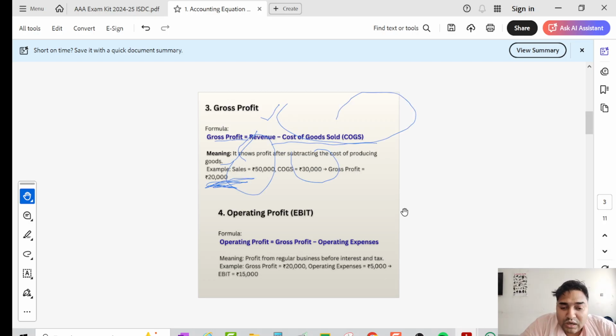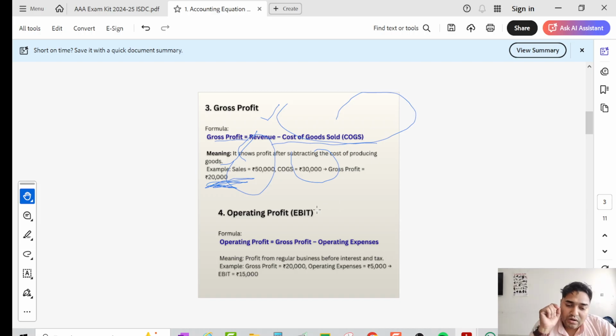Now coming to the gross profit. Gross profit is equal to revenue minus cost of goods sold. It shows profit after subtracting the cost of producing goods, or cost of goods sold. So there are sales of 50,000 and cost of goods sold is 30,000. It means the gross profit is 20,000. 50,000 minus 30,000 is equal to 20,000.